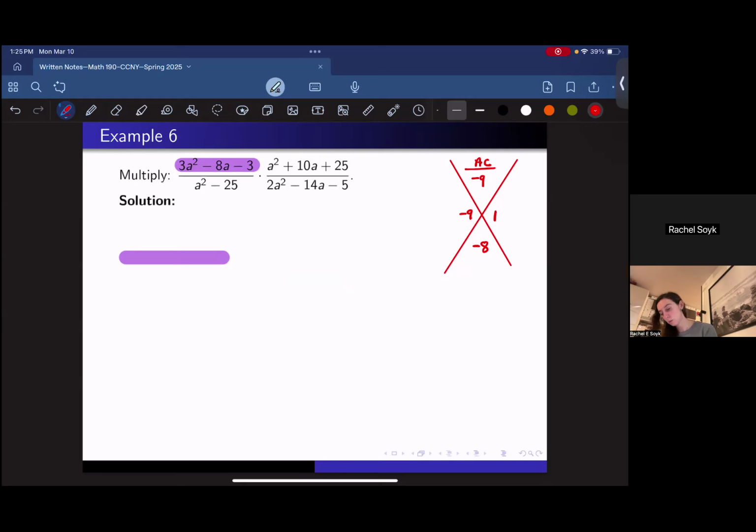And so we can really break this up, keeping the first term the same as well as the last, but break up that middle term into a minus 9a plus 1a. We'll get back to that later. Now our denominator for that fraction, we have a difference of squares. So we can break that up into a plus 5, a minus 5.